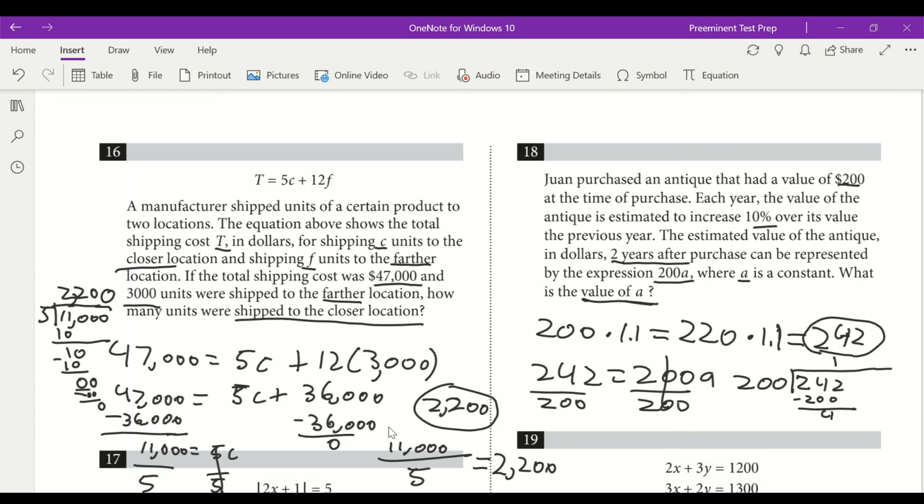So now I have 242 minus 200. I'm left with 42. 200 doesn't go into 42, so I drop a 0. When I drop that 0, I get 420. 200 goes into 420 twice, so I have minus 400. Now I'm left with 20. I drop another 0. When I drop that 0, I have 200 again. How many times does that go in? It goes in once. And I'm left with 1.21 as A. Right, and that's my final answer.